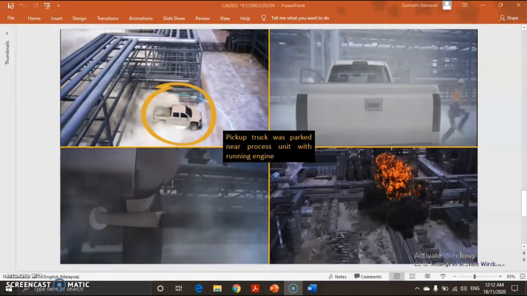Next, the pickup truck was parked near the process unit with a running engine. The flammable liquid hydrocarbon cloud was formed and started to spray very fast, and the pickup truck was parked near the process area. When the driver realized that highly flammable liquid hydrocarbon was surrounding them, they quickly ran away from the area without turning off the engine. So this was the main cause for the highly flammable gas to ignite and explode.